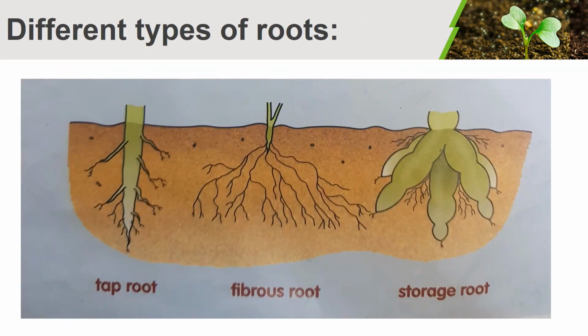There are three different types of roots: taproot, fibrous root, and storage root. Taproot is a thick root which grows straight into the ground with many small roots sprouting laterally. Fibrous roots are made up of a bunch of small roots all about the same size. Storage roots, such as carrots and radish, are modified roots that store food and water.